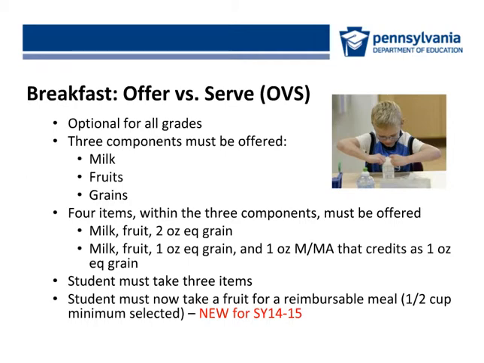So let's do a quick review of offer versus serve at breakfast. Offer versus serve is optional for all grades, and the 3 required meal components, milk, fruit, and grains, must be offered. At least 4 food items within the 3 components must be offered for offer versus serve, and students are required to select at least 3 food items for a reimbursable breakfast. In addition to the new 1-cup fruit serving requirement being implemented for school year 14-15, under Offer versus Serve, it is now required that students take 1/2 cup of fruit in order to have a reimbursable breakfast meal, under Offer versus Serve.